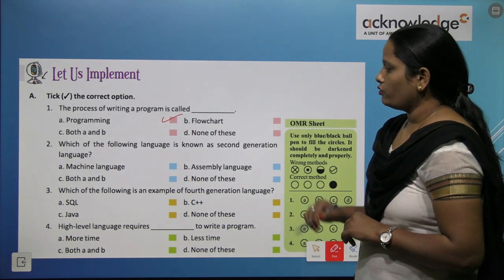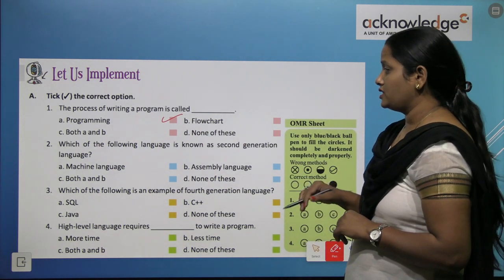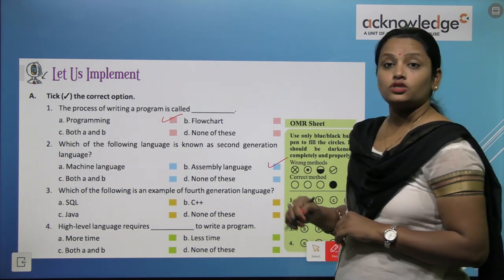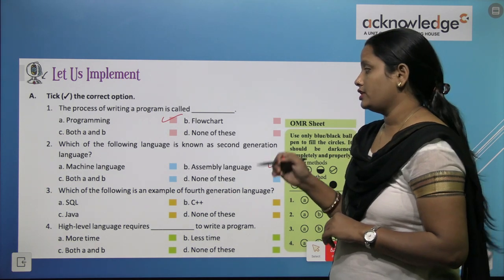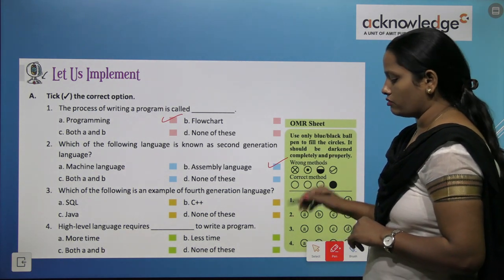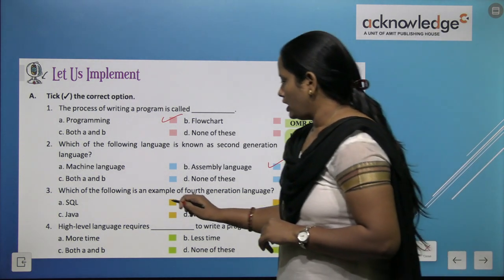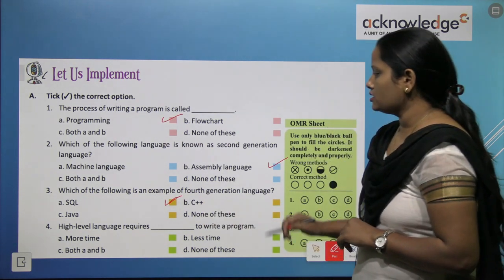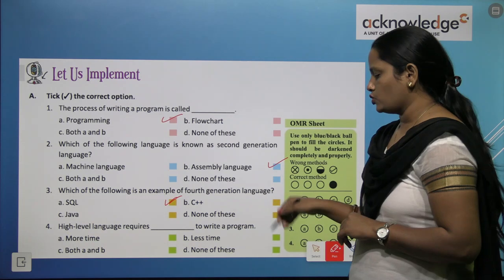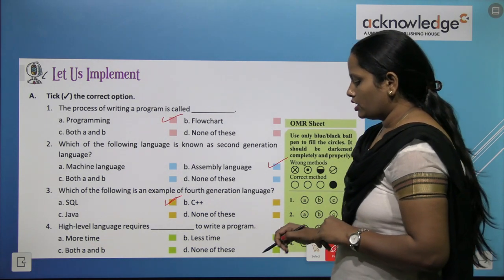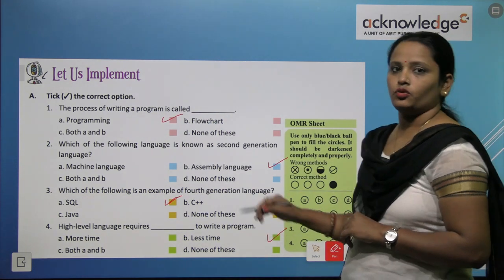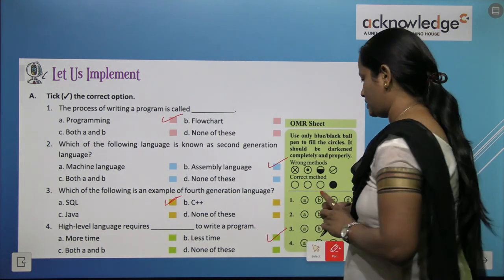Next is, which of the following languages is known as second generation language? So assembly language is known as the second generation language. Which of the following is an example of fourth generation language? So SQL is the example of fourth generation language. High level language requires dash to write a program. So what it requires? It requires less time to write a program. By using high level language, we need less time.